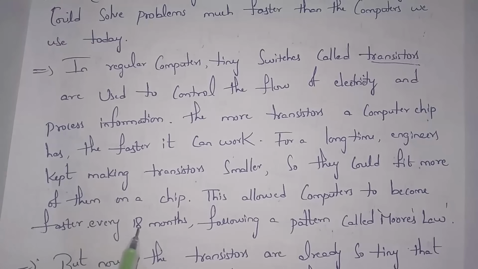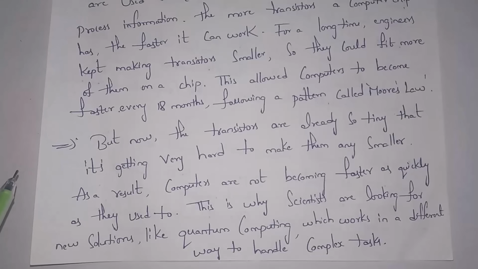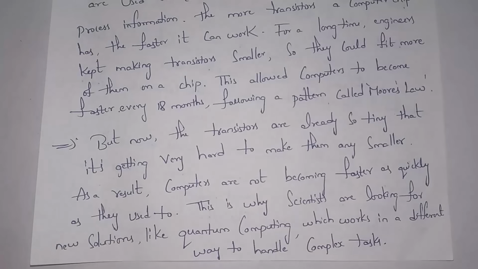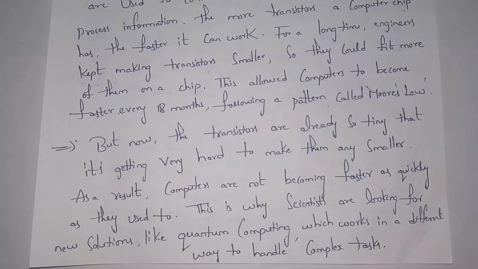Every 18 months, by following Moore's law, engineers are making transistors much smaller. If transistors are smaller, then you can place more transistors on your computer chip, so your computer will work much faster. But now, transistors are already very small, and making them even smaller is very tough. That is why computers are not becoming faster nowadays. This is why scientists are looking for a new solution called quantum computing.